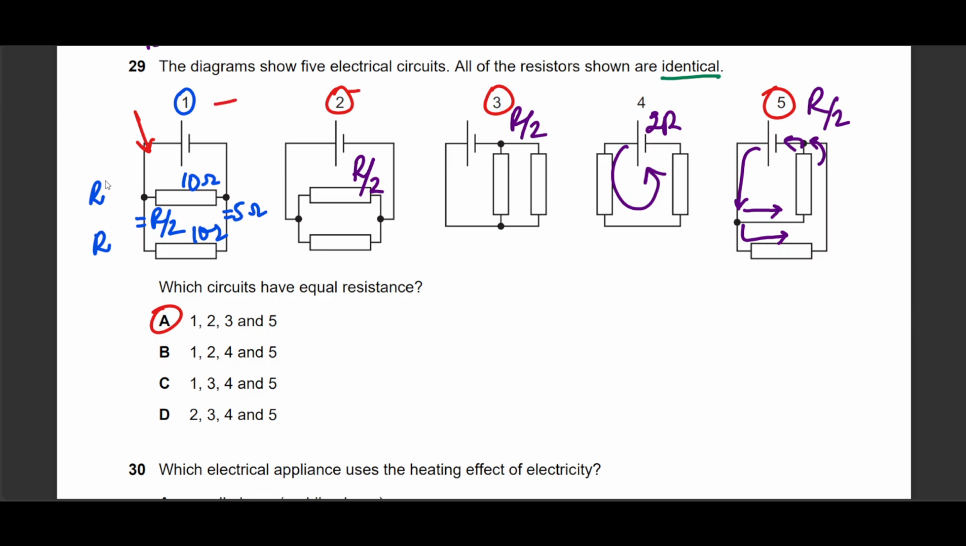That 1, 2, 3, and 5 have the resistance of R by 2, and only 4 has the resistance of 2R.